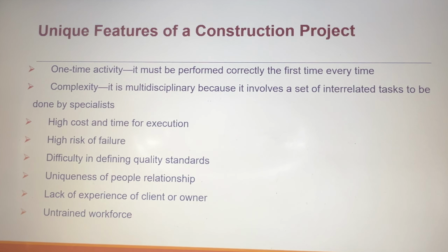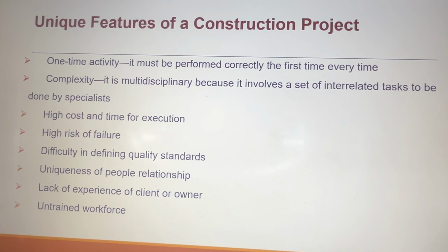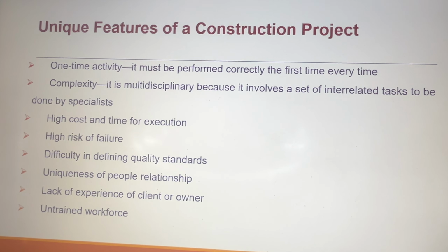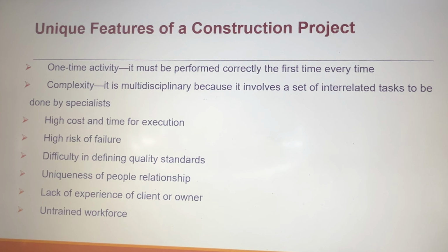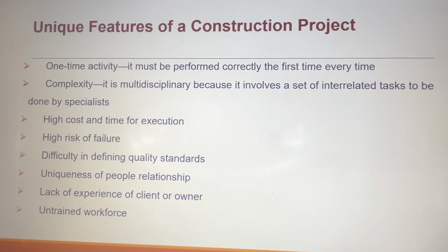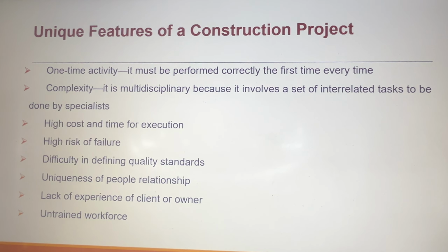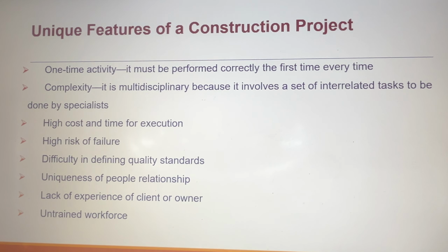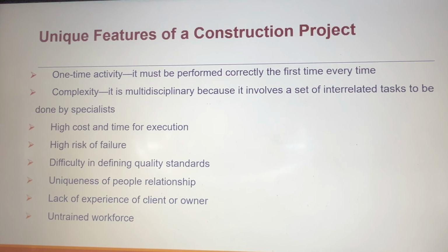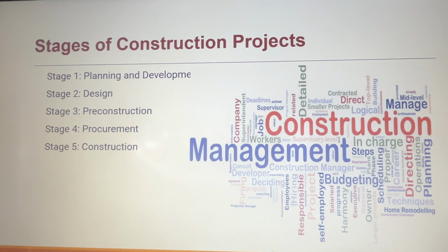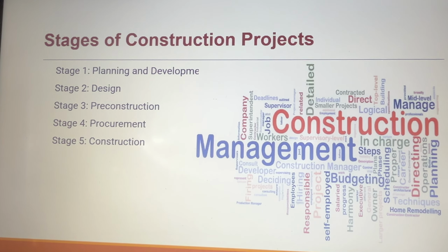It is a one-time activity, and it must be performed correctly the first time, every time. So these are some of the unique features of a construction project. Complexity is another characteristic. It is multidisciplinary because it involves a set of interrelated tasks to be done by specialists. Other features are high cost and time for execution, high risk of failures, difficulty in defining quality standards, uniqueness of people relationships, lack of experience of the clients or owners, and untrained workforces. Stages involved in construction projects are planning and development, design, pre-construction, procurement, and construction.